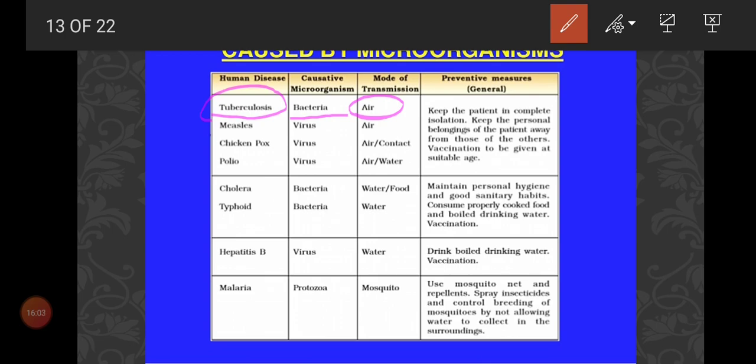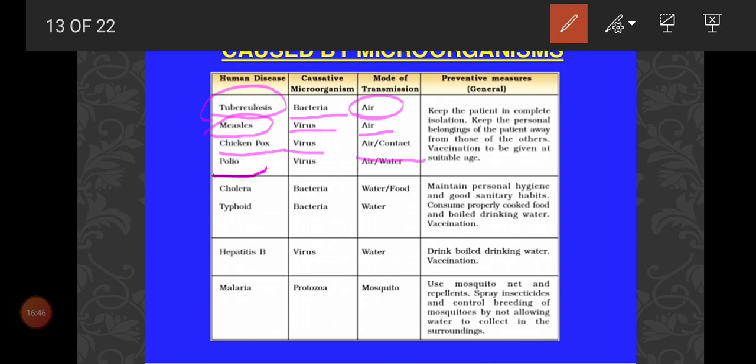Next one we'll call measles. In Tamil we call measles Thattamai. It is caused by a virus, and this is also an airborne disease. Through air only it is spreading. Next one is chicken pox. In Tamil we call it Chinnamai. This is also caused by a virus and it spreads through air and also by contact. If a person's father has it, it will automatically spread to the mother or a child. Like that, if people are in a family, it will spread quickly. So it spreads through contact.